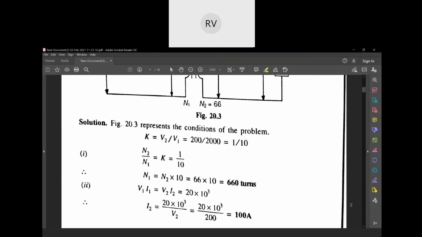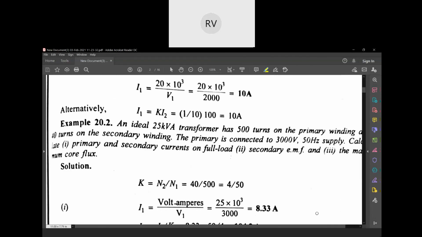In a similar manner, you know what the k value is, right? After knowing the k value, you can directly find out the I1 value as I1 is equal to k into I2, which is nothing but 100 by 10 amperes. Alternatively, you can do the same thing which we have done for I2, that is taking the total power and dividing it by the voltage of the primary. That is 20 into 10 power 3 divided by 2000 will give you 10 amperes. So that is the one problem. Let's go for the next problem.